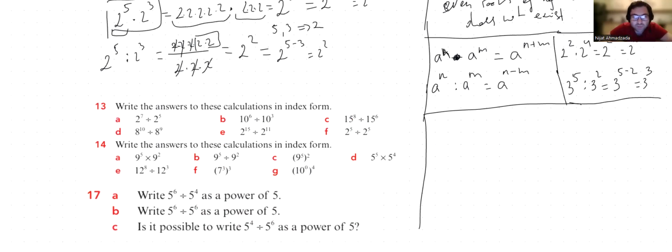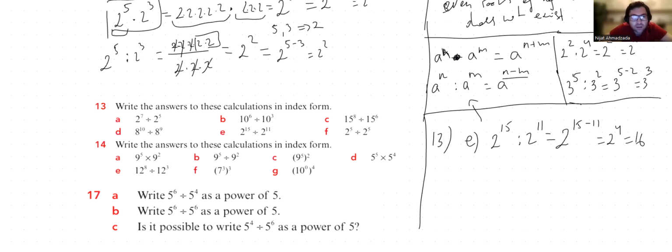So question number 13, let's say. It says, write the answers to these calculations in index form. We're going to do, let's say, part E. So we have 2 to the power of 15 divided by 2 to the power of 11. Remember our rule about division. So it will be 2 to the power of 15 minus 11. So it's going to be 2 to the power of 4, which is 16.